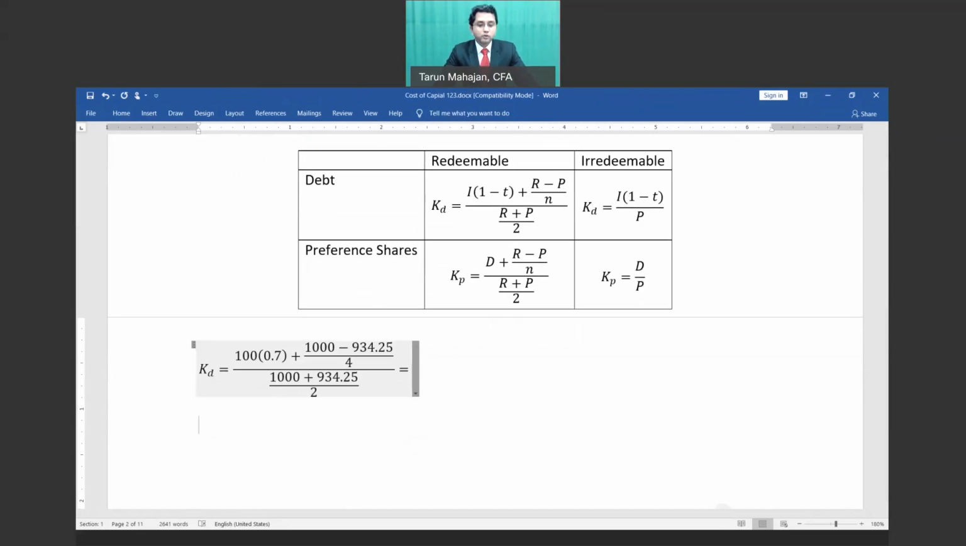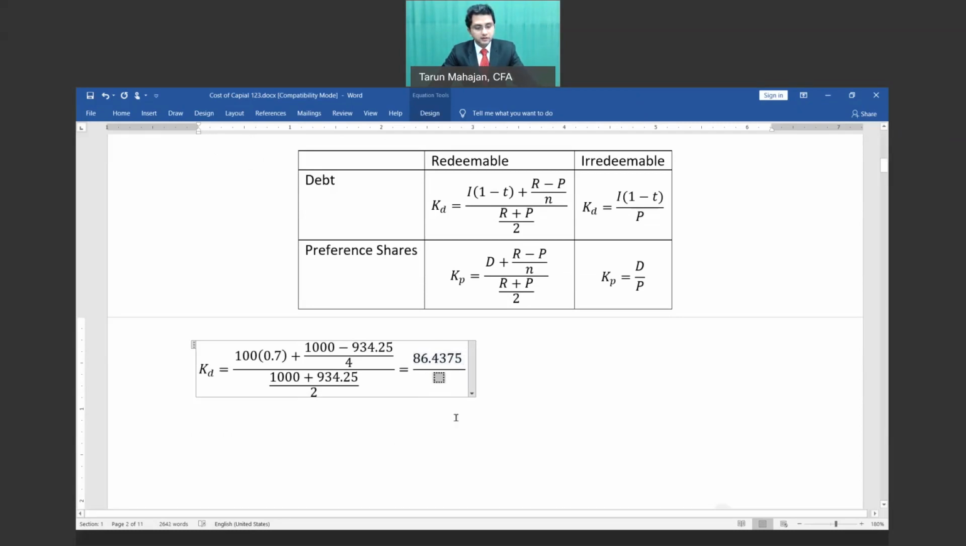I can tell you how to do this, but I think that will consume a lot of time. So let's do it quickly. In the numerator, it will be 1000 minus 934.25, divided by 4, plus 70. So in the numerator, it will be 86.4375. And then in the denominator, it is 1000 plus 934.25 divided by 2. That is 967.125.